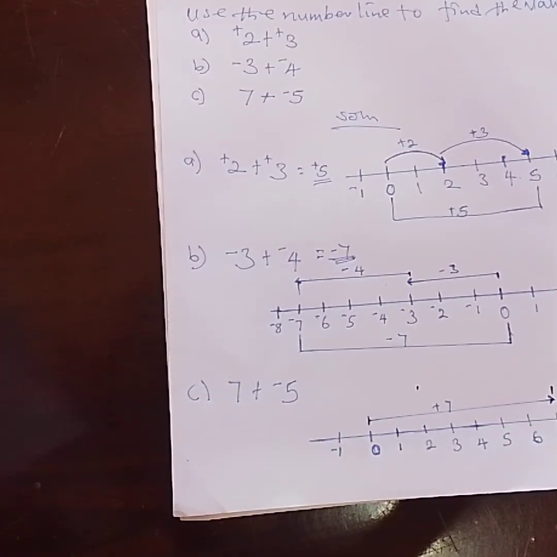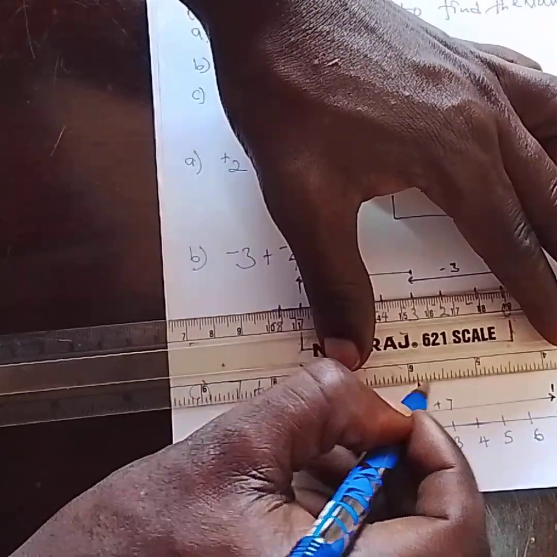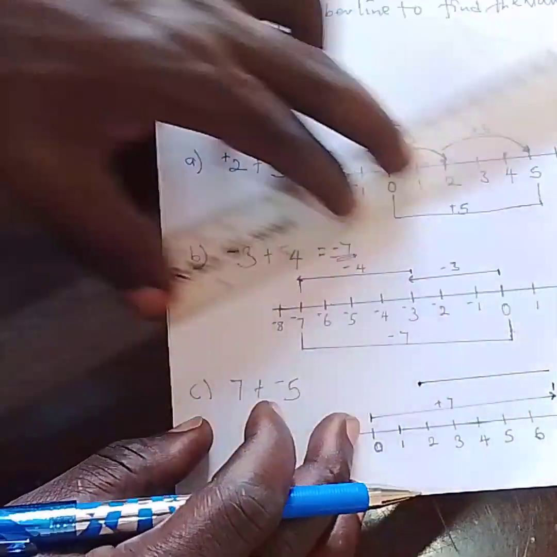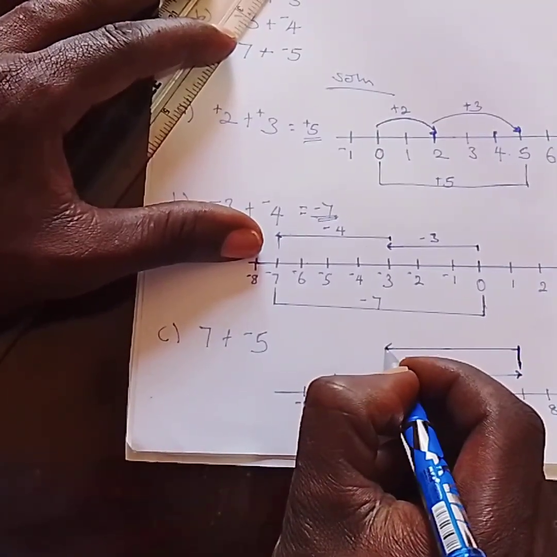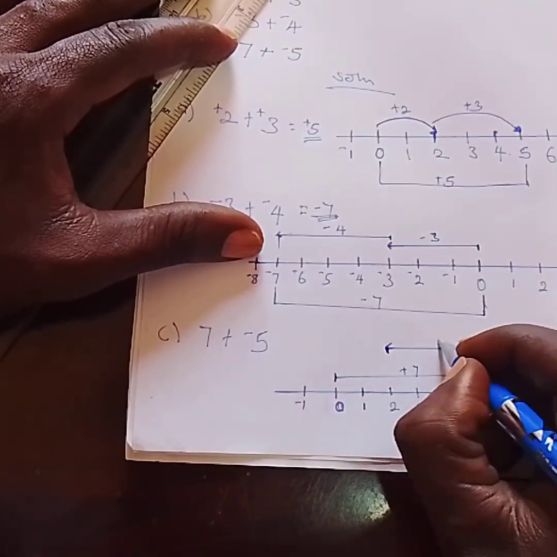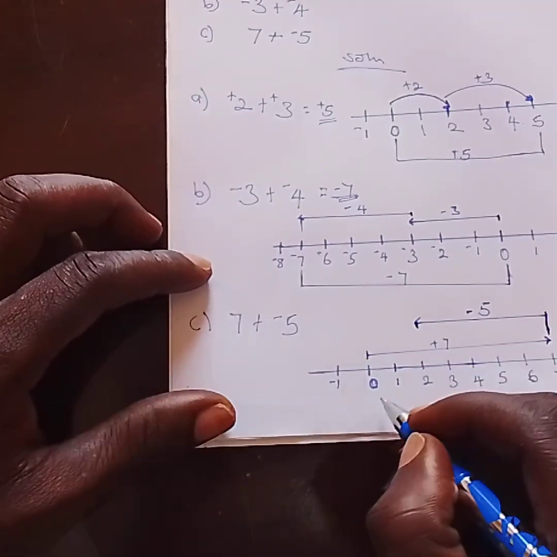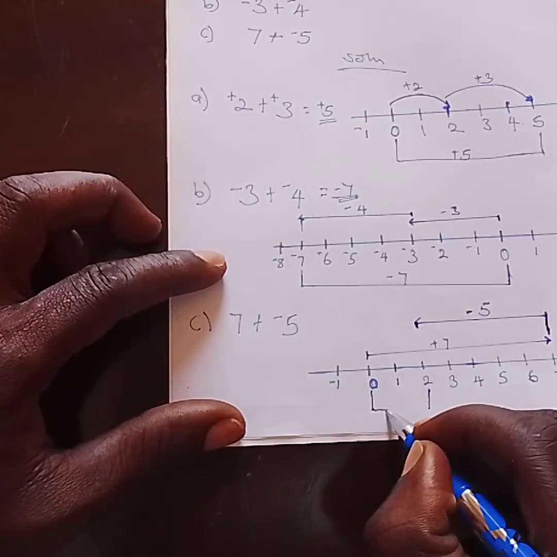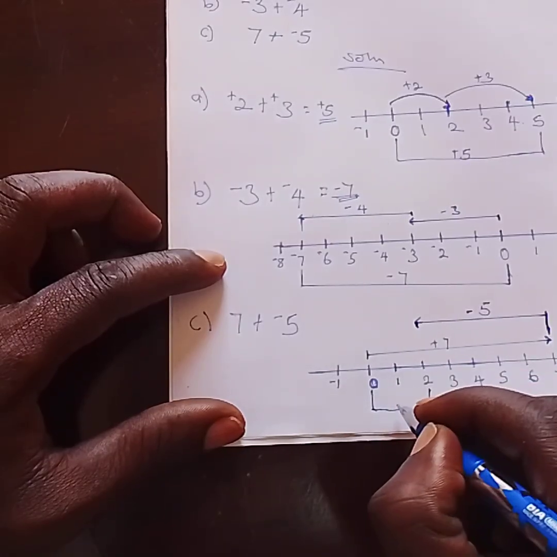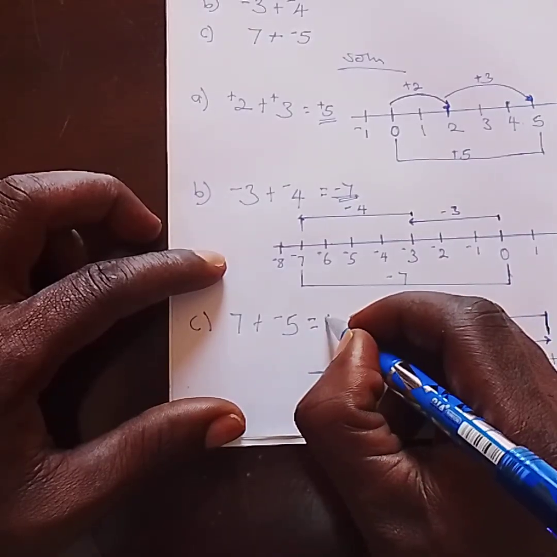So when you subtract your 5, you will come up to here. This is your starting point, up to here. This is -5. So what will be your final answer? Your final answer here will come from 0 to 2. We have positive 2. And our final answer here is +2.